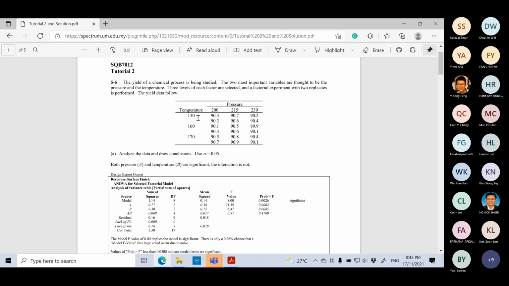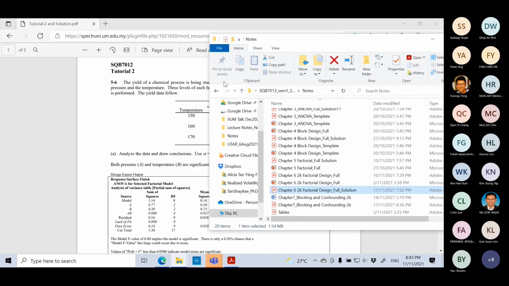This one is a chemical process they're going to study. There are 3 levels of each factor selected, and 2 replicates are performed. So the result is given here. For each combination, you run 2 times. Let me take out this thing.